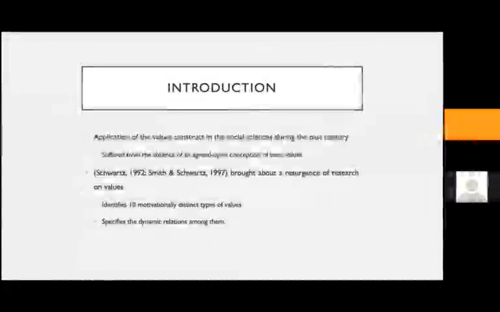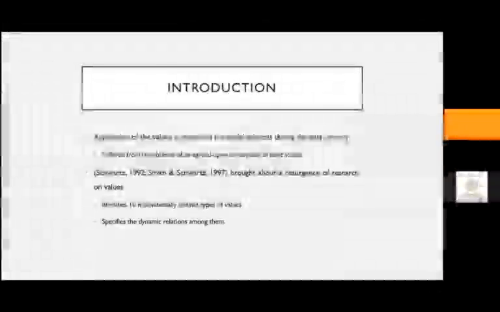But the Schwartz paper of 92 and later a paper which he collaborated on with Smith in 97 brought about a resurgence in values because in that paper, he identified 10 basic values. These 10 values are specific in what they are about, and he also specifies the dynamic relationship among them. So this whole presentation is going to be delving deep into this paper of his and talking about what he came up with.